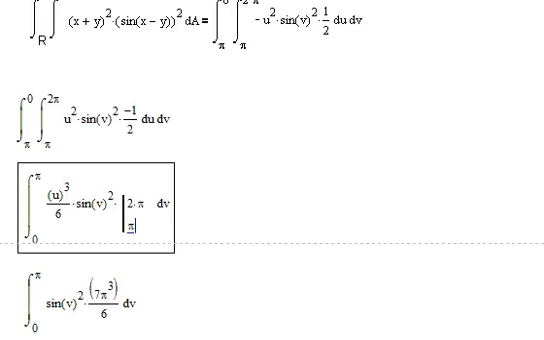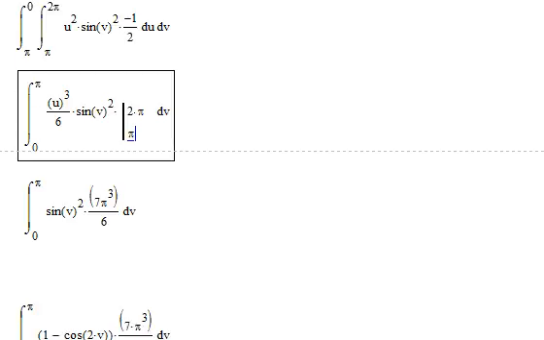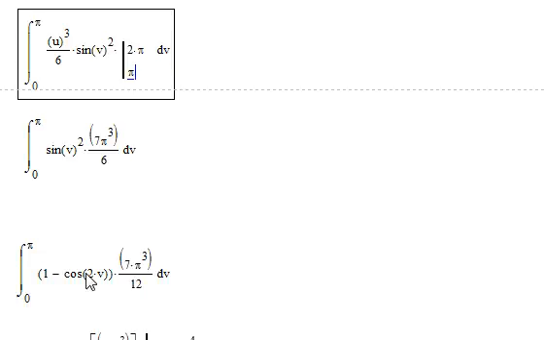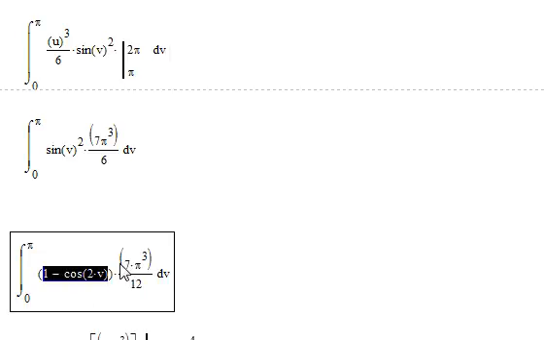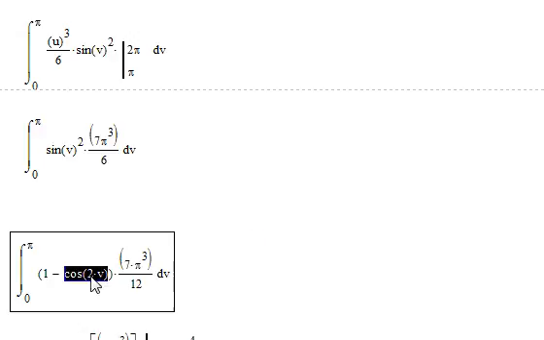Now the question is, how are we going to integrate sine squared of v? And the answer is, don't you remember that when you want to integrate an even power of sine and cosine, you have to use a trig identity. The trig identity is actually a variant of the double angle formula for cosine, and it's really 1 minus cosine 2v over 2. I took the 2 and combined it with the 6 that I already had there, so therefore I just need to integrate 1 minus cosine 2v. This is just a constant after all.